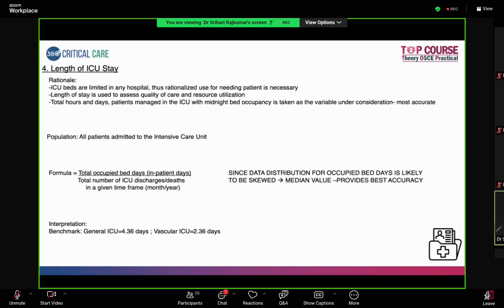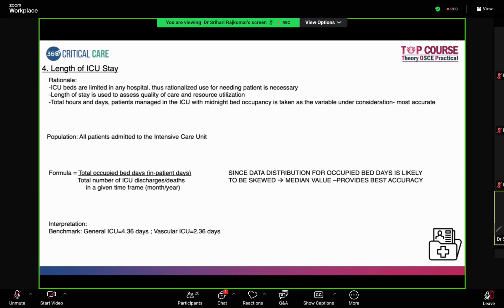So, the length of ICU stay. This is one area which I want all your concentration on. The main rationale is that ICU beds are limited in any hospital, as all of us know. In a 500 bedded hospital, the maximum ICUs may be around 20 to 25. So if patients are getting sick in the ward, there is always an issue with ICU admissions because of the lack of vacancies.